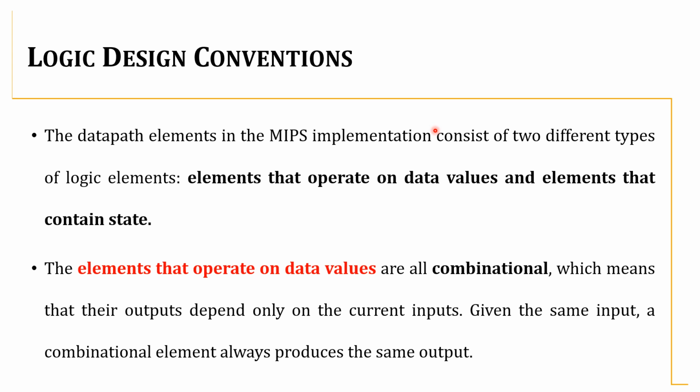Now let's discuss the logic design conventions in MIPS computers. The datapath elements in the MIPS implementation consist of two different types of logic elements: elements that operate on data values and elements that contain state. The elements that operate on data values are all combinational, which means that their output depends only on the current inputs. We are not considering the previous values. Here we do not have any feedback values. The outputs depend only on the current input values. So given the same input, a combinational element always produces the same output.